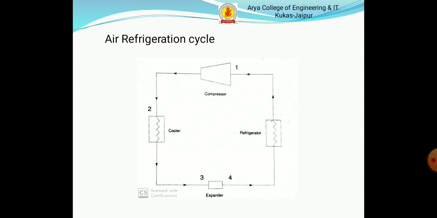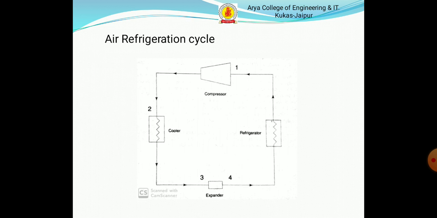Now the air refrigeration cycle. Due to the availability of air free of cost from the atmosphere, air was used as a refrigerant even in commercial application. In this cycle, the 4 components used are compressor, cooler, expander, and refrigerator. The air is compressed in the compressor where the pressure and temperature are increased.